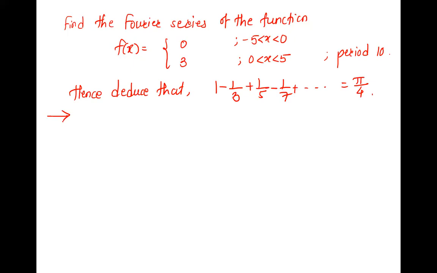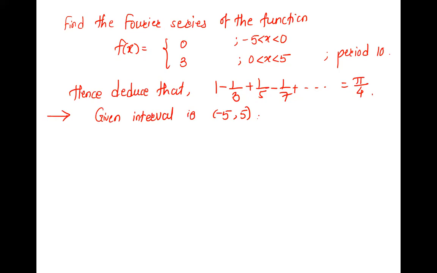The question is to find the Fourier series, right? So we first check the interval. What is the given interval? Minus 5 to 5. It starts with minus 5, ends with 5, and has one discontinuity at 0. So the given interval is minus 5 to 5.